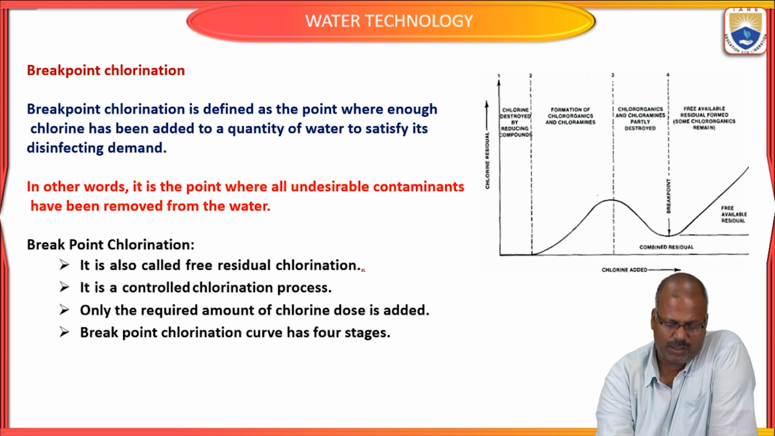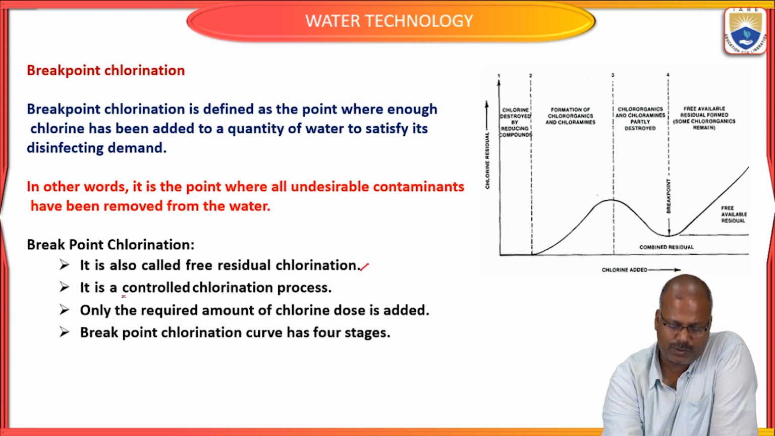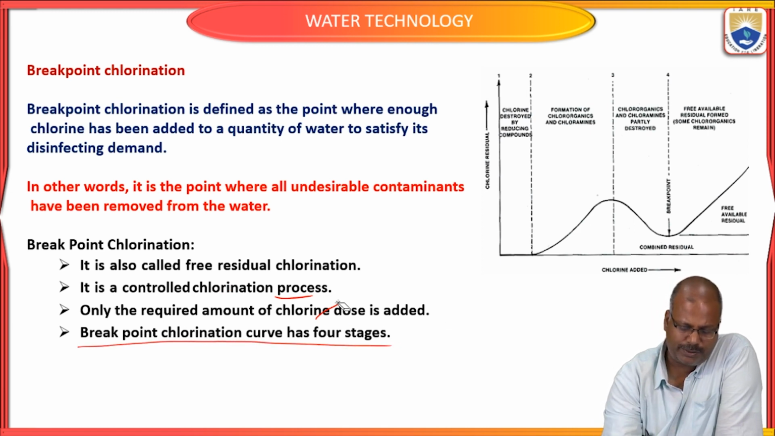Breakpoint chlorination is also called free residual chlorination. It is a controlled chlorination process where only the required amount of chlorine dose is added. The breakpoint chlorination curve has 4 stages. So this is the importance of breakpoint chlorination.